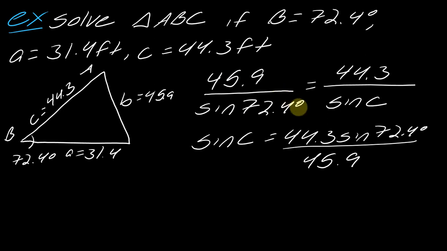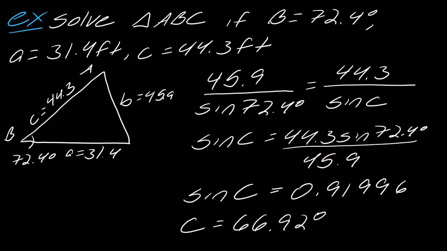So really what ends up happening is I've got 44.3. I multiply this side over to the other side, so that's on top, and then this part that was on top, when I send it to the other side, it goes to the bottom. So you can just see the parts of the calculation here. And so from here, if I calculate this, I get that sine of C is going to come out to this 0.91996. And so if I take the inverse sine function, I will get 66.9 for one angle.